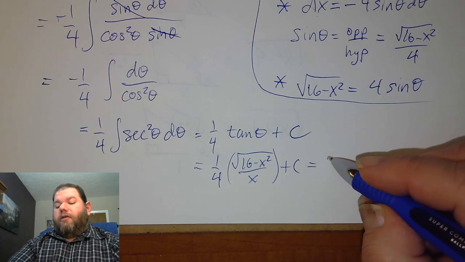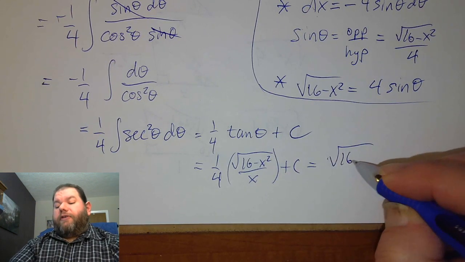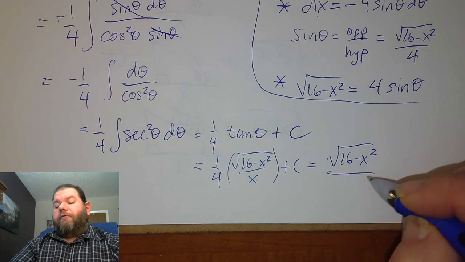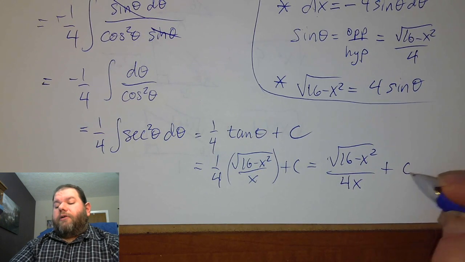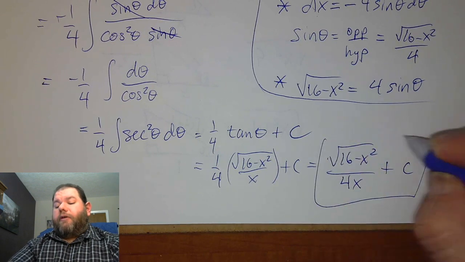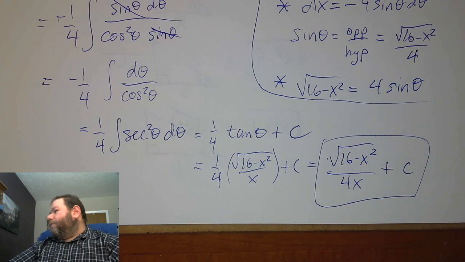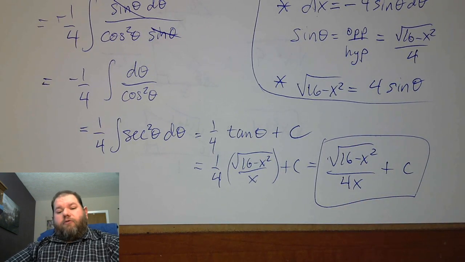And so there's nothing we can really simplify there, although if we wanted to rewrite it as the square root of 16 minus x squared over 4x, that would be appropriate here. And so that would be our integration.